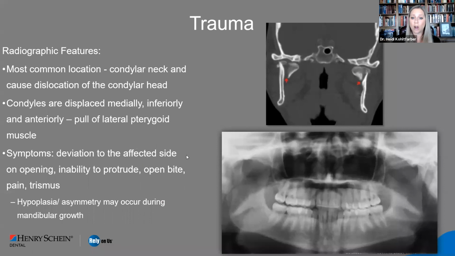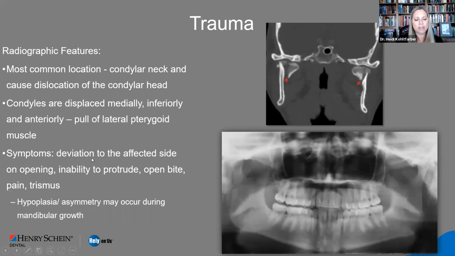You can also see trauma. The most common location is usually at the condylar neck. This was pretty significant trauma. It's actually fractured the condylar head, so it takes quite a lot to do that. But it's going to displace the condyles medially, inferiorly, and anteriorly with the pull of the lateral pterygoid muscle. So the muscles are going to pull and reposition that condylar head or that condylar fragment.